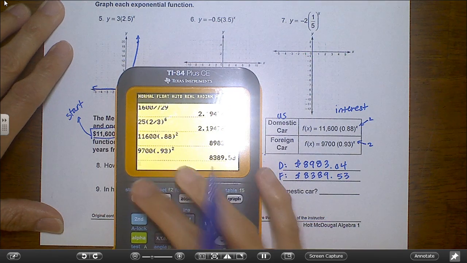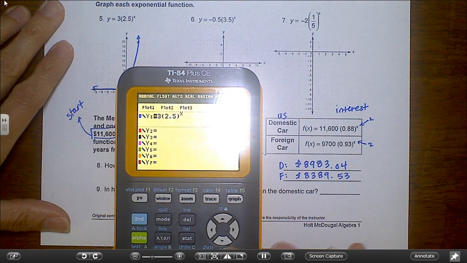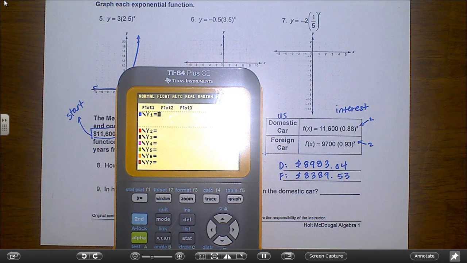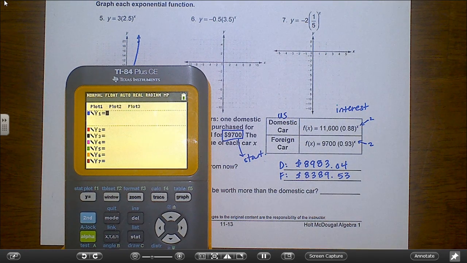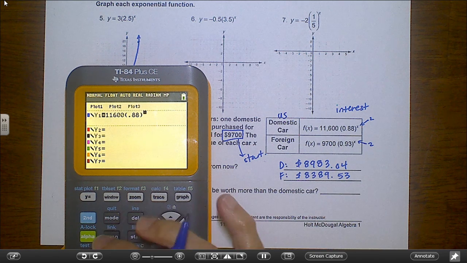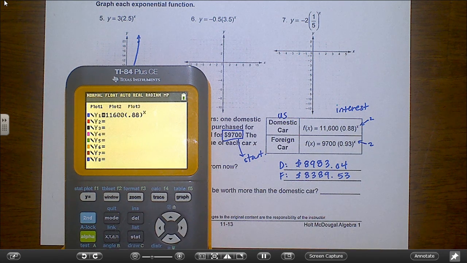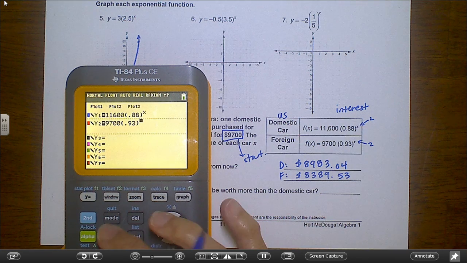And how many years will the foreign car be worth more than the domestic car? Well, what I would do on that one is I would graph both of those. Because that's really the way that you know how to do that. Because you guys don't know how to solve exponential equations yet, because you need this concept of logarithms to do that. So 11,600 times 0.88 to the x for the domestic car, and the foreign car is 9,700 times 0.93 to the x.